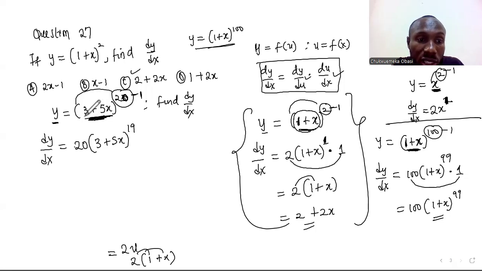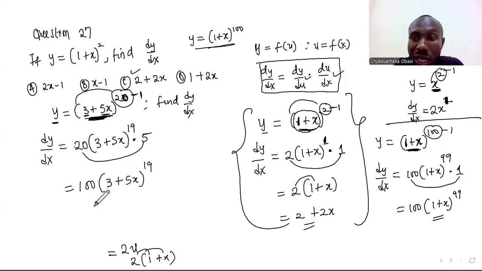Now when you differentiate 3, you get 0. When you differentiate 5x, you get 5. So you multiply this by that 5. And of course, you can actually multiply 20 and 5. That will give us 100. So we have 100 times 3 plus 5x raised to the power 19. And that is the answer.